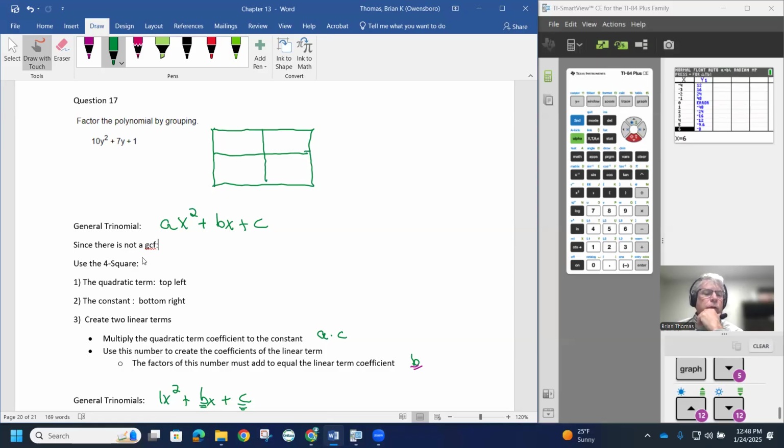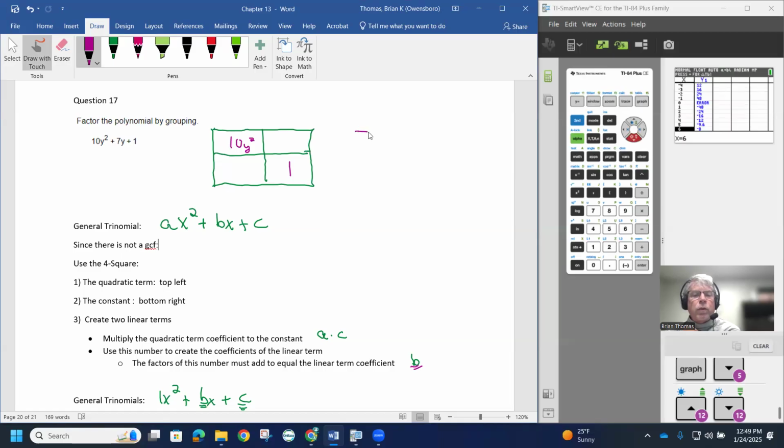So once we draw Foursquare, the strategy is the quadratic term will go on the top left. That's the 10y squared, so the 10y squared will go here. The constant goes in the bottom right. That's the 1. Now the catch is we've got to create two linear terms. The strategy for that is we multiply the quadratic term coefficient to the constant, in other words, this a times c. So this a times this c would be 10 times 1.